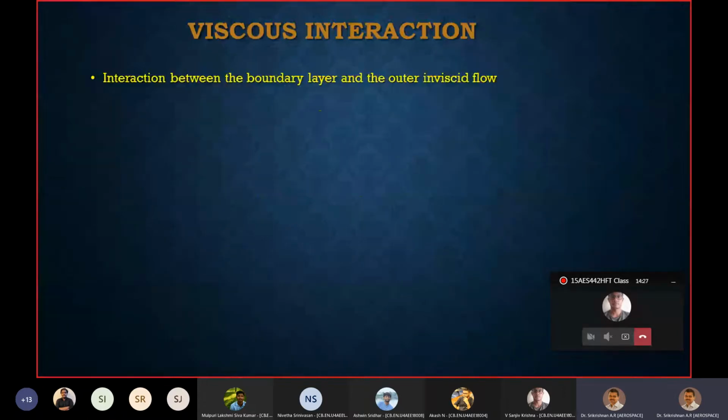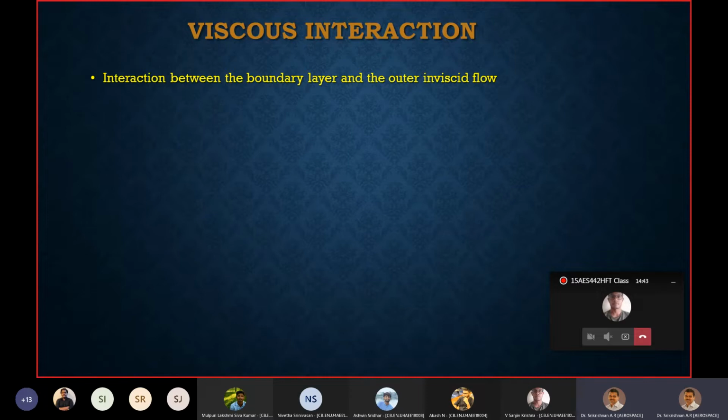Now the second is viscous interaction. What is viscous interaction? The answer is quite straightforward. Interaction between the boundary layer and the outer inviscid flow. Now, what is boundary layer? The region close to the surface.